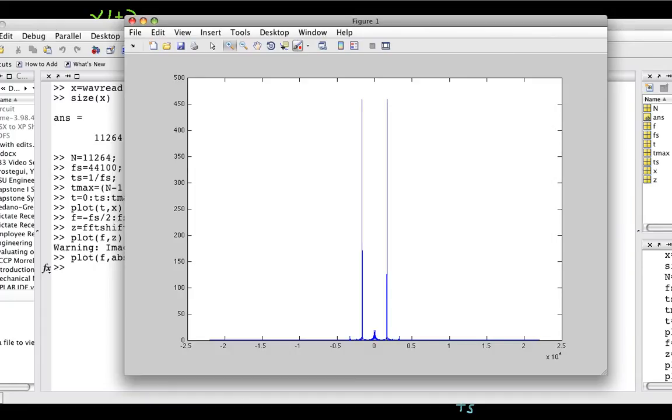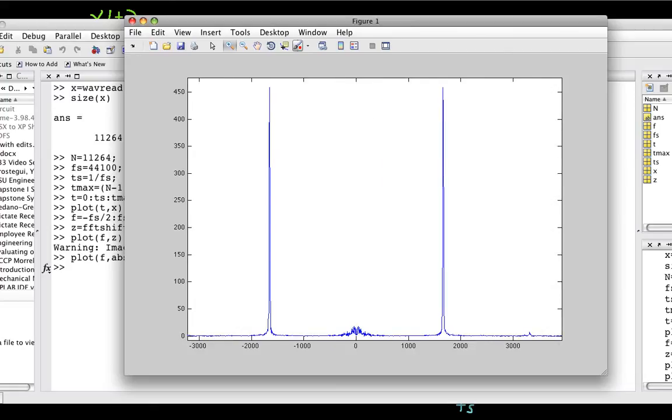If we zoom way in on this, you can see that we have a peak in the frequency at about 1600 hertz, which is the frequency at which I whistled. And then we have a bunch of little stuff around 0. This represents the fact that the amplitude of the whistle was changing very slowly. So there you have it.